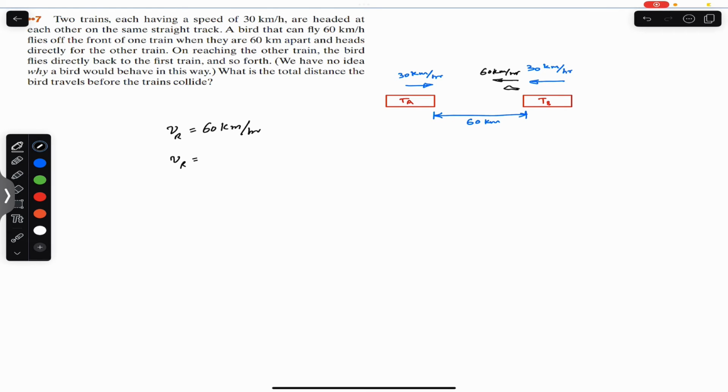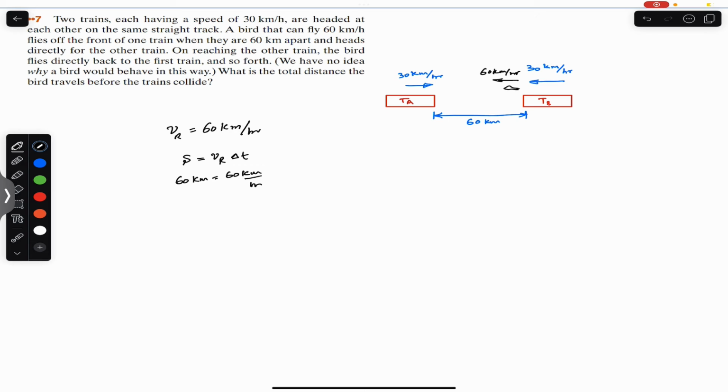We know that the distance traveled by both the trains when they collide will be equal to the relative velocity multiplied by the time taken. So we can say that this is delta t. So now we are given that both the trains are 60 kilometers apart. So the s is given. So we can say that s is 60, and they are approaching with 60 kilometers per hour as well.